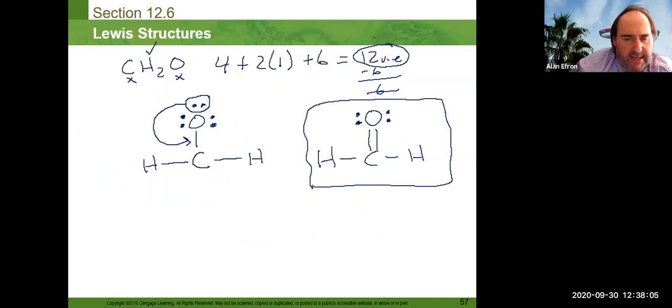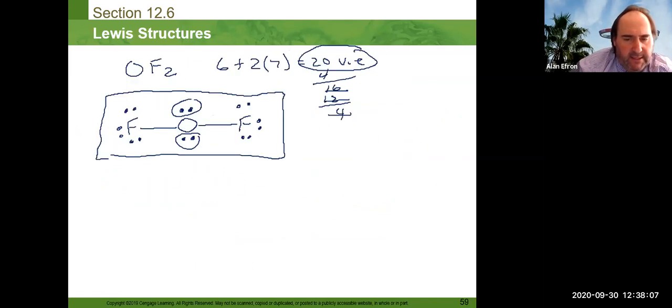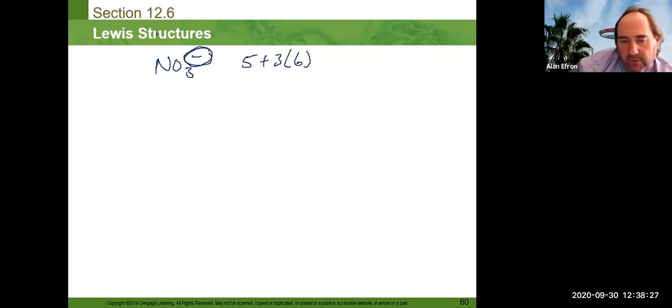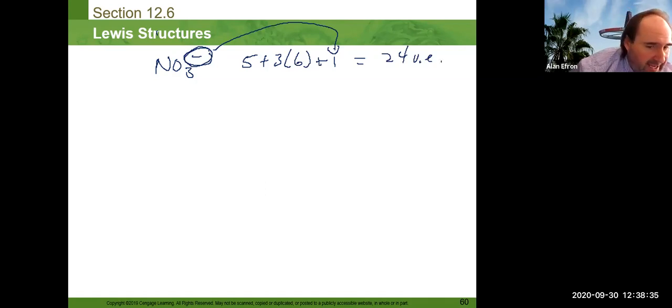And that leaves us NO3 minus, I think. So let's take a look at that one. NO3 minus. Again, nitrogen is group 5. There's 3 oxygens, each at 6. Again, we have a minus charge, which means they gained electrons, so we're going to add 1 to that. That gives us 5 plus 18 plus 1, 24 valence electrons in this case.